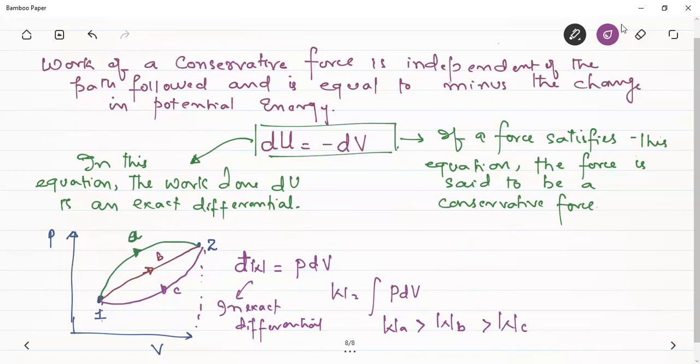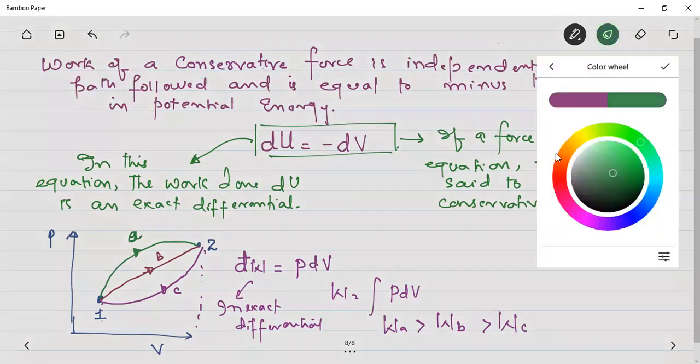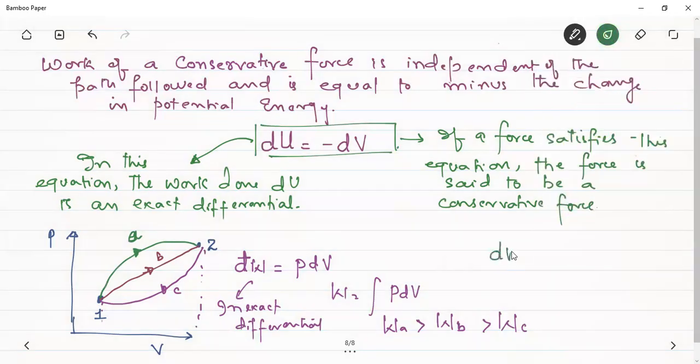If you remember the thermodynamic quantities, we say that dV is equal to V2 minus V1. This is a change in volume. Here there would have been V1. This is the volume axis. Don't confuse it with potential energy. This is volume V2. Change in volume is equal to V2 minus V1, irrespective of the path followed. Therefore, this is an exact differential.